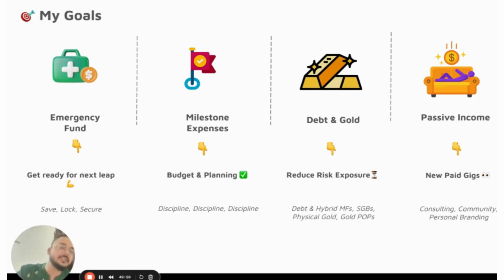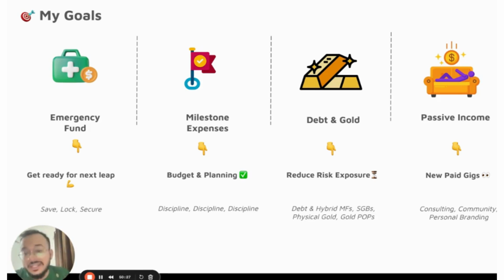Apart from that, there might be some milestone expenses that I might incur this year. I've taken one vehicle, I might take another vehicle this year, so there would be some milestone expenses. I need to budget and plan for that, and that can be done only via discipline. If I know that I need to save and extract X amount of money through my portfolio or through my salary or wherever, I need to plan for it, budget it in my finances and then execute it. So my second goal is to manage my milestone expenses of this year.